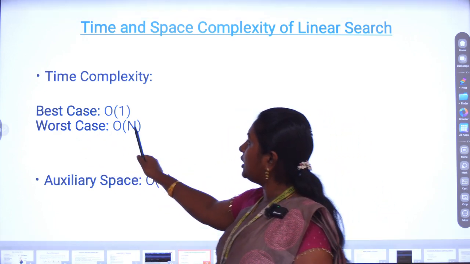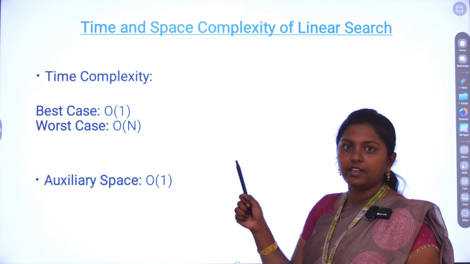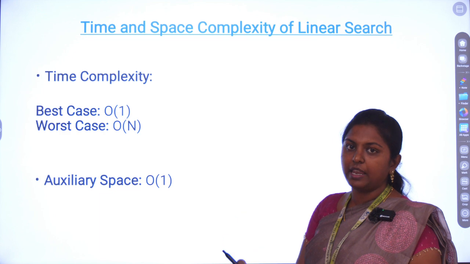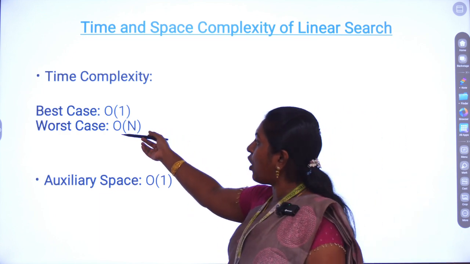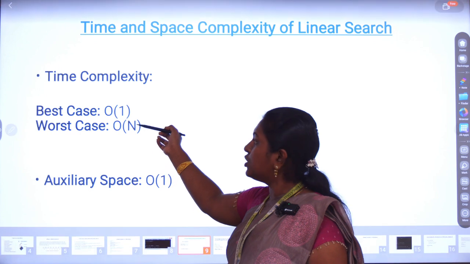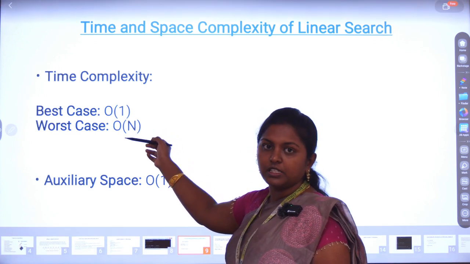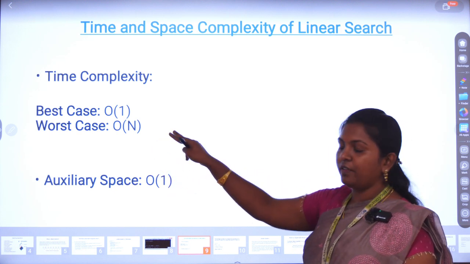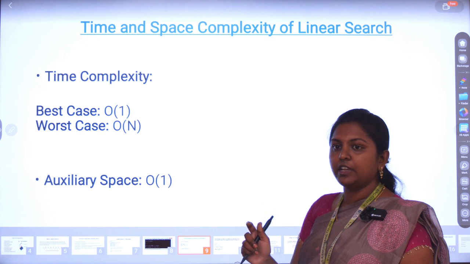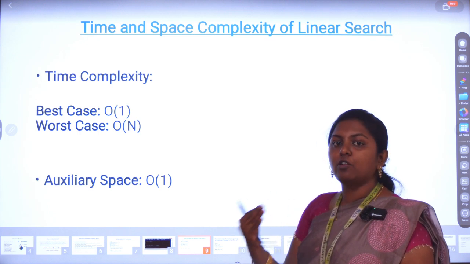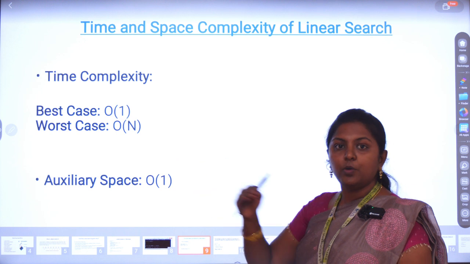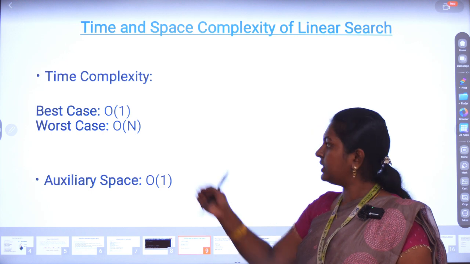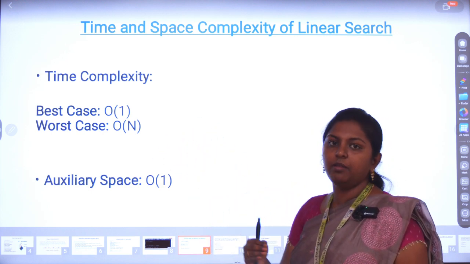Worst case is when the total number of elements is 5. If the element is not found in all the 5 elements, then ultimately, order of n will be the worst case. So order of n is the worst case. Here linear search has a problem where order of n should be rectified. How is it rectified? Ultimately we go for binary search. Within a couple of minutes I will tell why we are going for binary search and how this order of n is rectified in binary search.